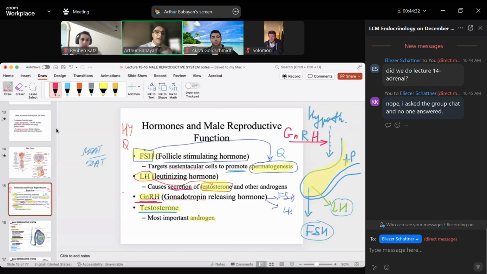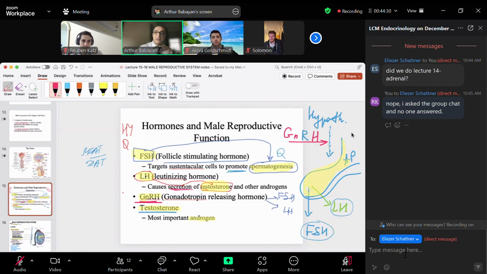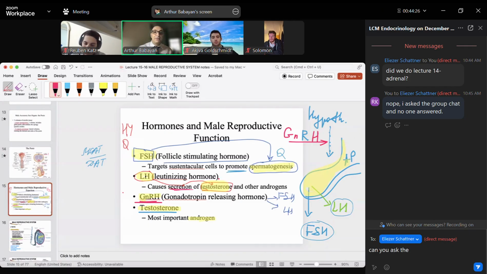And what is the function? Let me see, guys. Now, hormones of the male reproductive function. FSH stimulates production for spermatogenesis. FSH, MCAT exam, DAT exam question: FSH, follicle stimulating hormone, promotes the process of spermatogenesis. The question is where the process of spermatogenesis takes place in the testes.